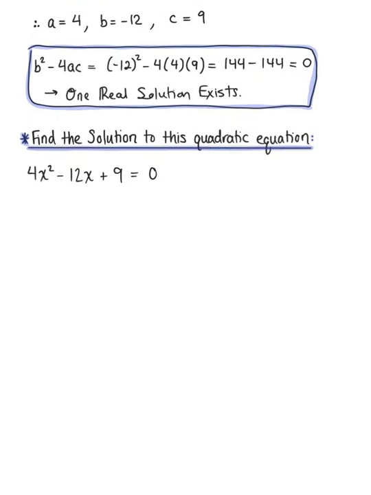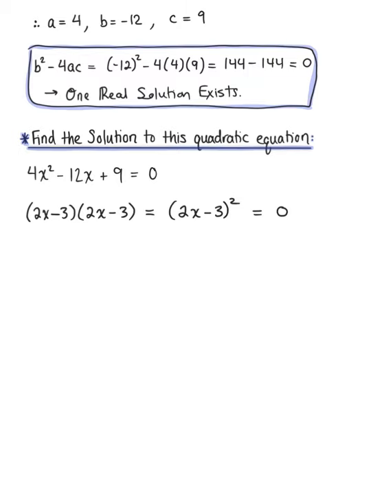So we could use the quadratic formula to solve this quadratic equation, but it's actually going to be faster if we factor. So looking at this quadratic equation, we can factor this expression to the binomial product 2x minus 3 multiplied by 2x minus 3. So we have 2x minus 3 appearing twice. So we can rewrite this as 2x minus 3 squared is equal to 0.